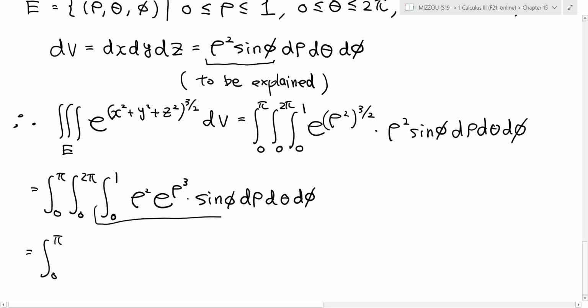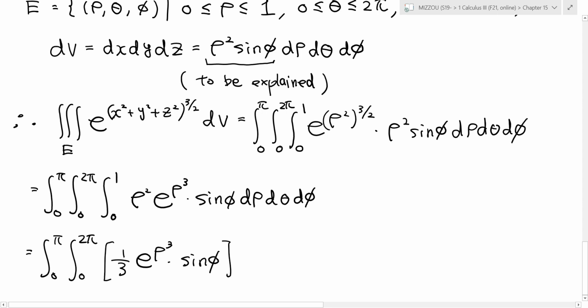You just work out the innermost integral. For this, strictly speaking, you have to use U substitution. Well, once you get used to this, you can just do it like this, times sine phi, evaluated from rho equals 0 to rho equals 1, d theta, d phi.